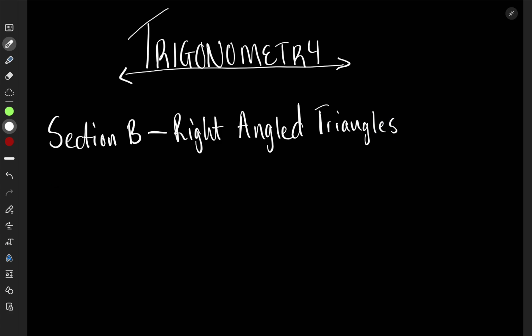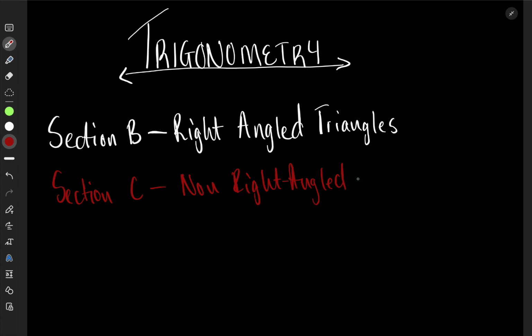Then I'm going to put this and I'm going to remove it after. Section C, if you remember, is for non-right angled triangles. They're still triangles, but they don't have a right angle. So that is going to be our sine rule and our cosine rule, and our area being equal to half ab sine C, if you remember that.